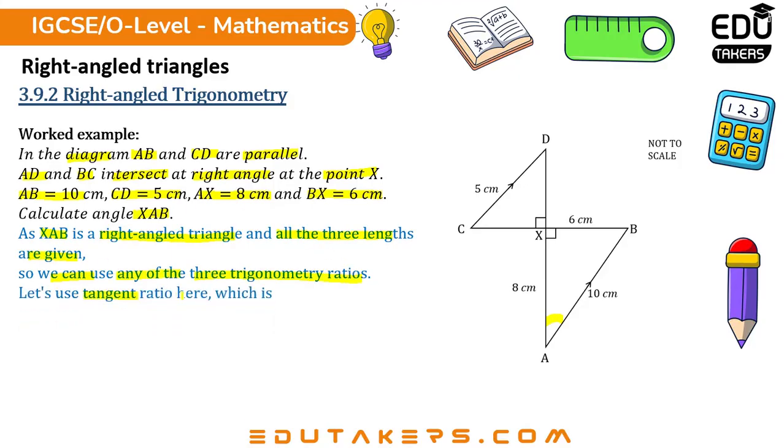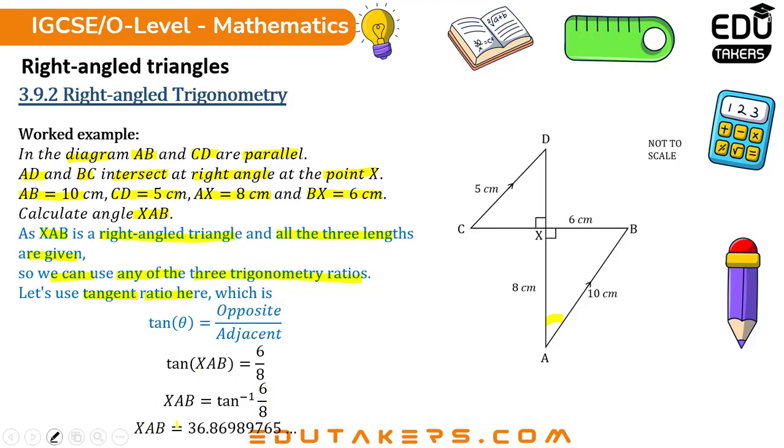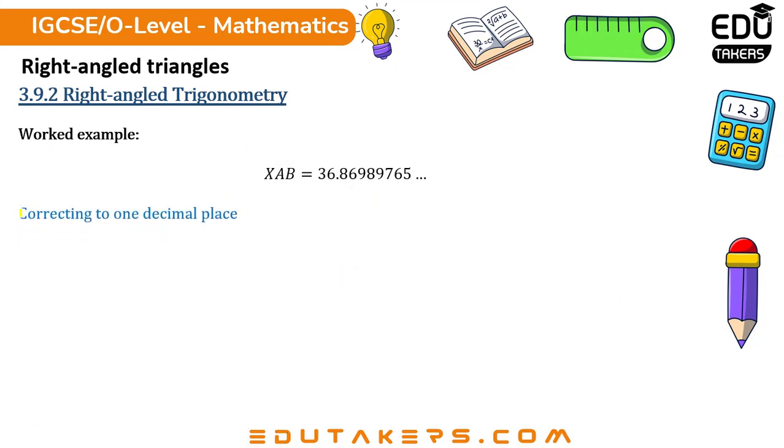Let's use the tangent ratio here, which is tan theta equals opposite over adjacent. So tan XAB equals 6 over 8. XAB equals tan inverse of 6 over 8. So XAB will be 36.86989765 and so on. It's the complete calculator display. Correcting to one decimal place, XAB equals 36.9. So angle XAB is 36.9 degrees.